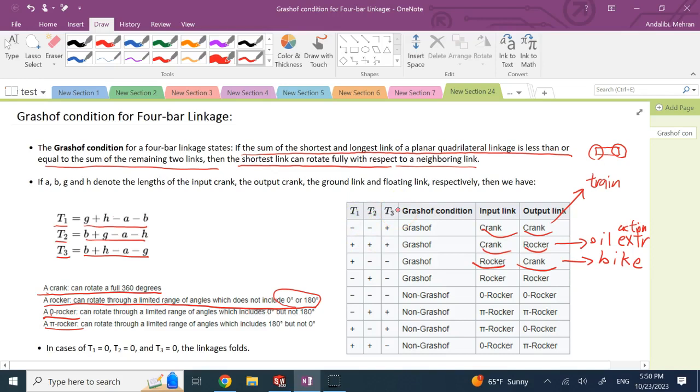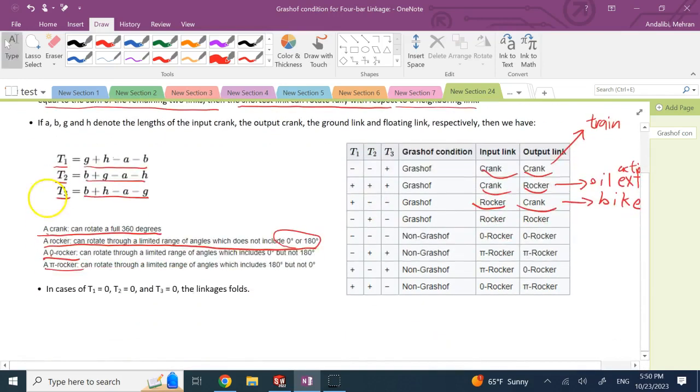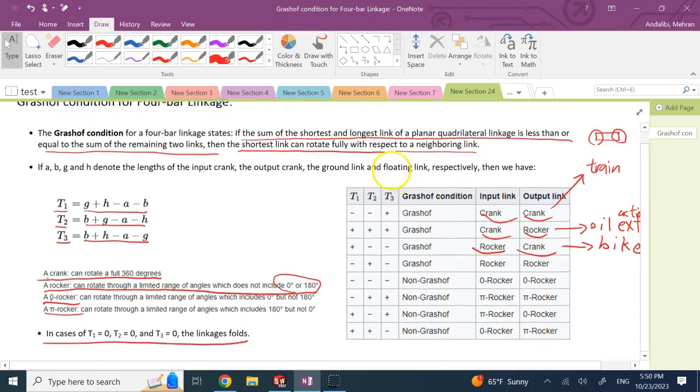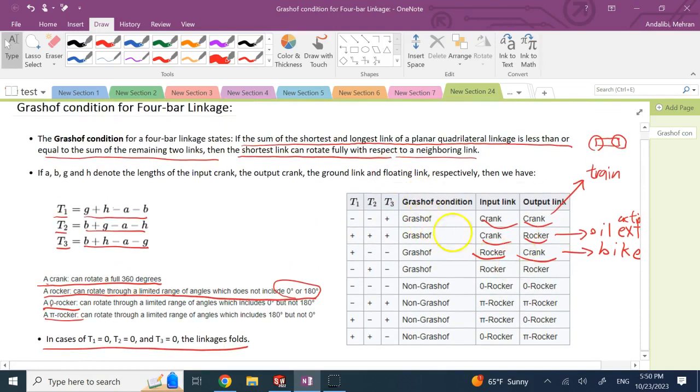And by the way, you might ask, what happens if one of them is 0? In that case, the mechanism will fold, and that's a separate scenario. But right now, let's take a look at different examples here and see different types of motion. The first one we're going to see is this one.